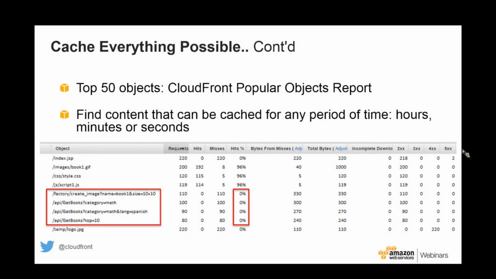So that's an evaluation you have to do to understand how frequently some of these responses change on your web server, and accordingly you can put the right cache control headers, even if it is for a few seconds, to increase that cache hit rate. Because as you can see here, you're getting multiple requests. So if you look at the /API getBooks category equals math, you've seen 100 requests for this exact object, which you may have thought of as a dynamic response from the origin, but it looks like 100 people are requesting that exact same dynamic response.